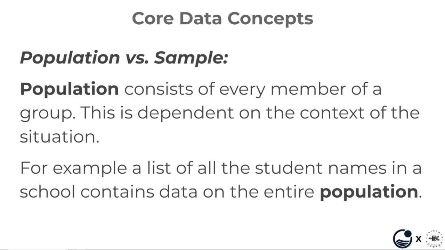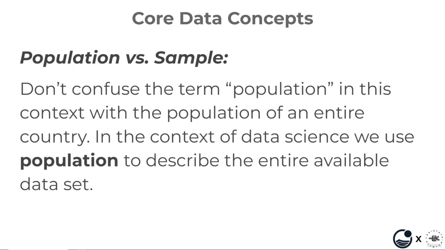For example, a list of all the student names inside of a school contains data on the entire population, because in this context, the scope of what we're looking for is just this particular school. And if we get a list of all the student names in that school, that's the entire population. Here, context is super important. Don't confuse the term population in this context with the population of an entire country. In the context of data science, we use population to describe the entire available data set.